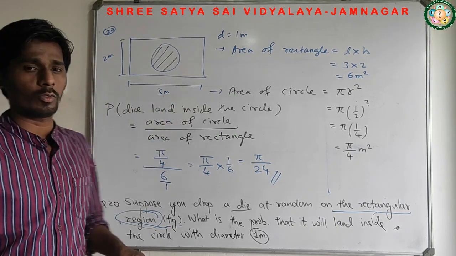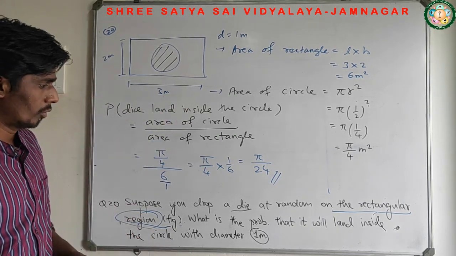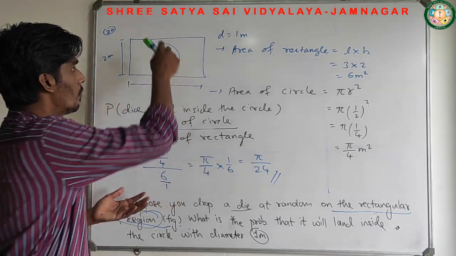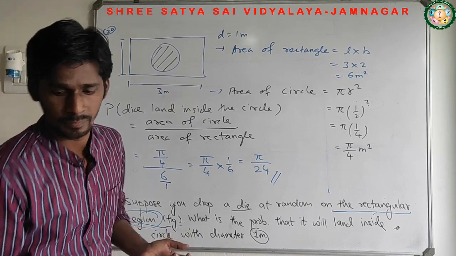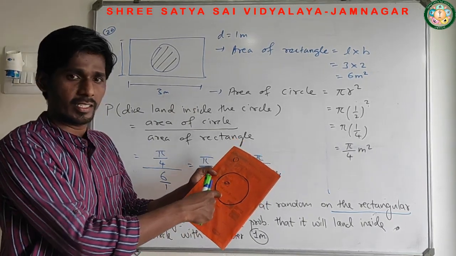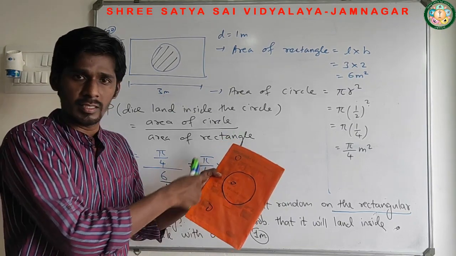So this is the way we have to find. Again I am repeating the whole thing. Why do we find out the area? Because we have to make that dice fall inside the circle. For that I showed you this one. The dice might fall anywhere on this rectangle.